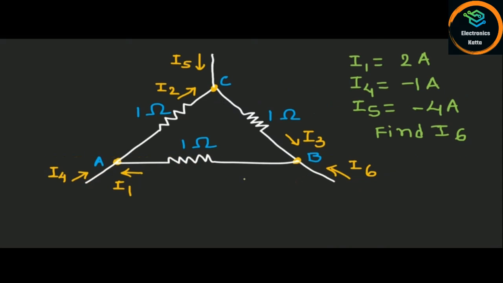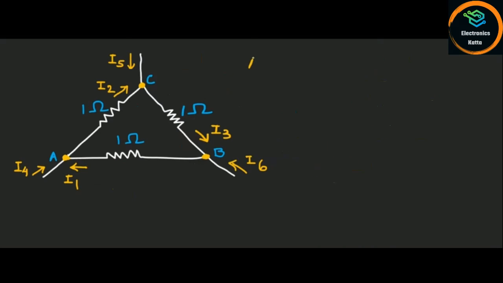Here we are given one circuit which contains three nodes A, B and C, and the currents I1 to I6 are the currents flowing through this circuit. We are given some of the currents, and we need to find the current I6 that is entering node B. So to find this current I6, we need to apply KCL at node B. So let's apply KCL at node B.